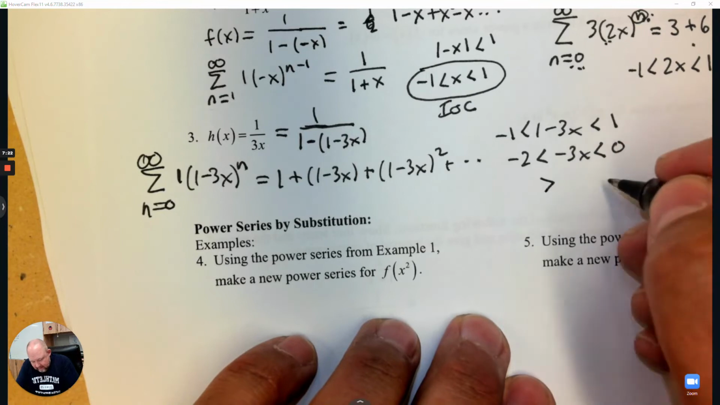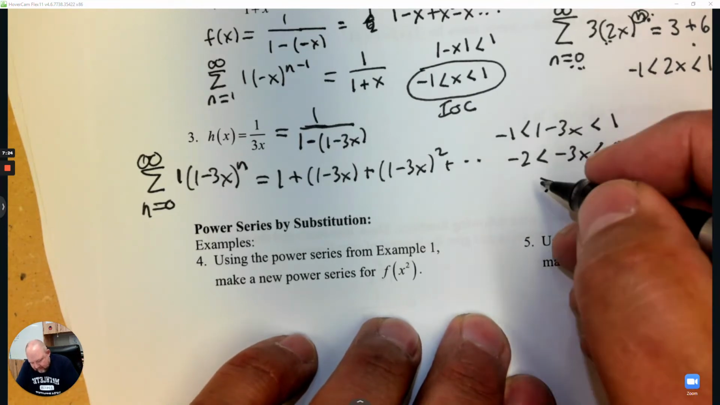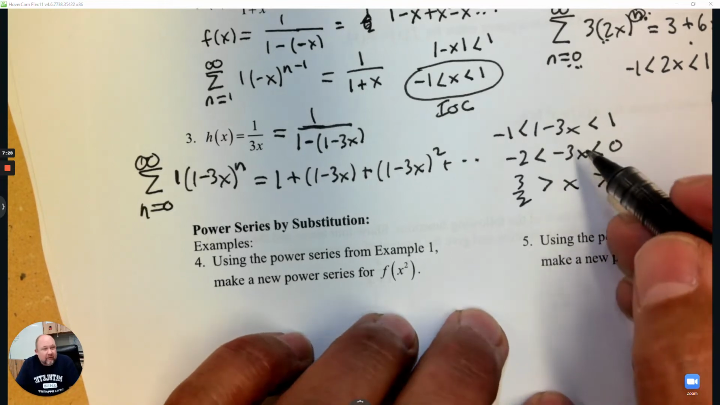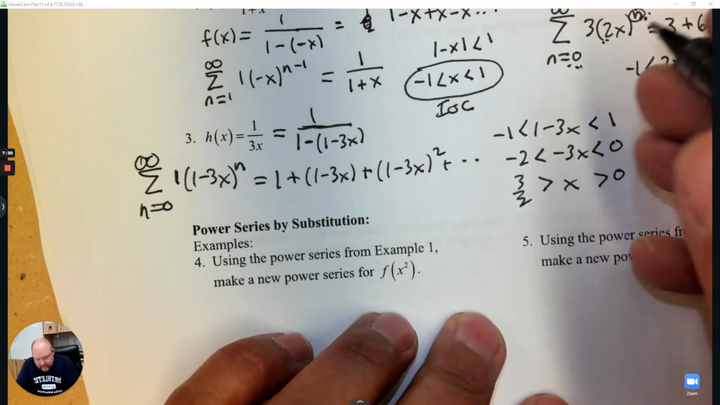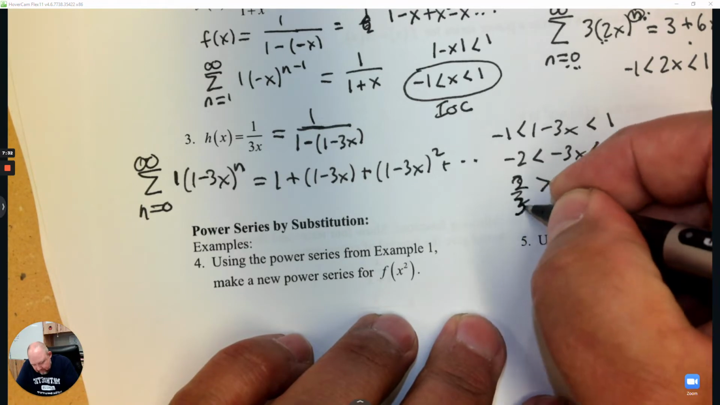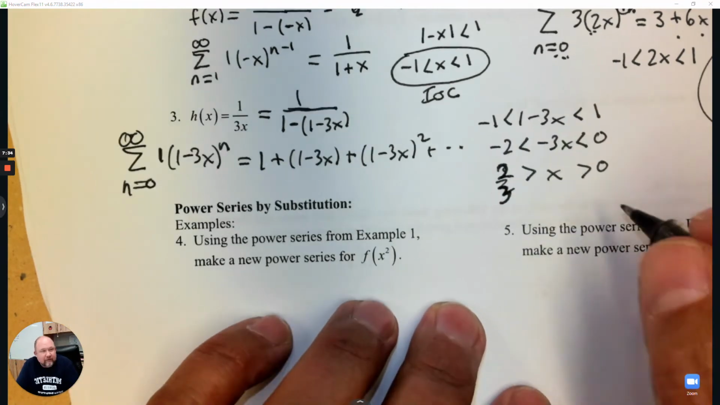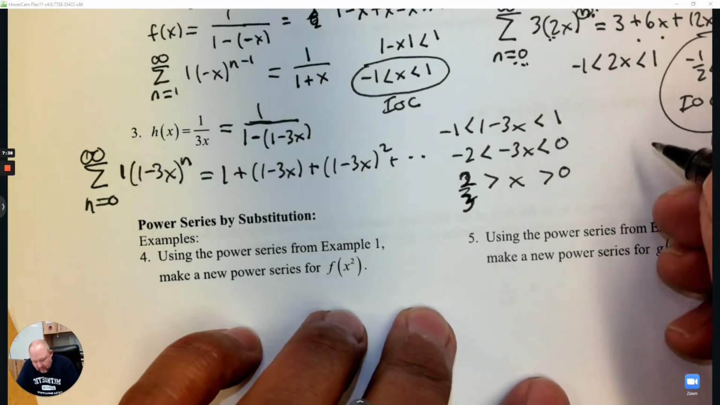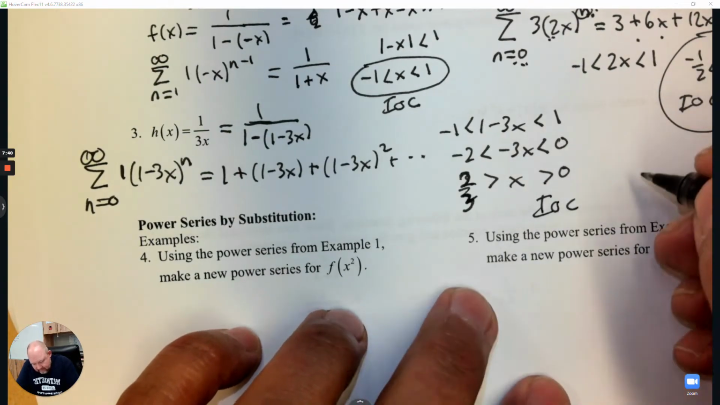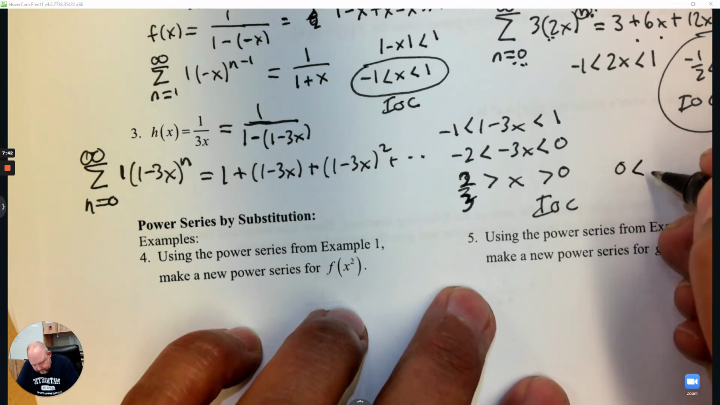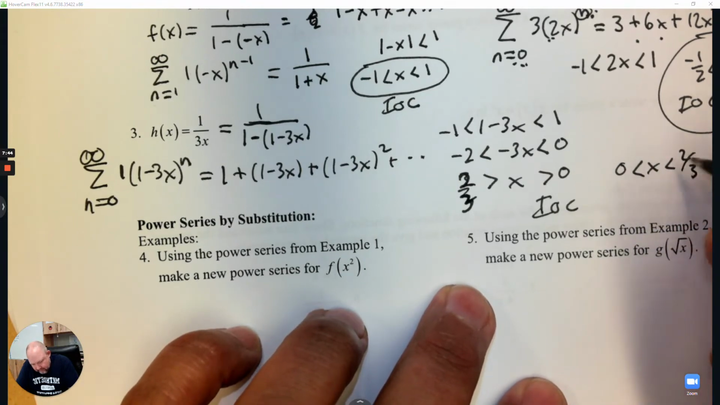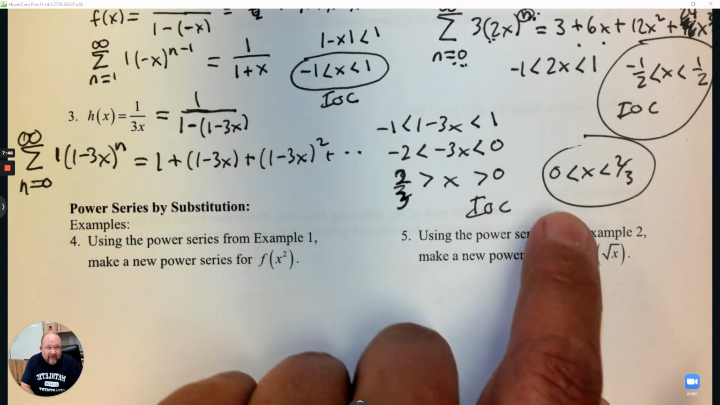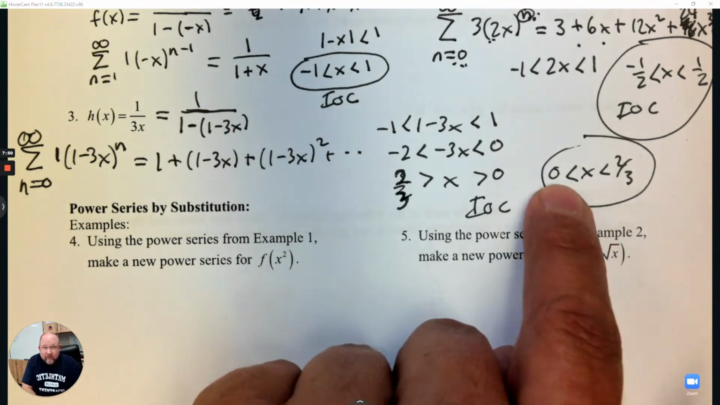Now when you divide by a negative, the arrows are going to change direction. So when you divide by negative 3, this should be 2 over 3. A negative divided by negative is positive, and then 0 divided by negative 3 is 0. You could also write it like this, and that would be the same answer. That's called the interval of convergence. This thing converges when x is between 0 and 2/3.